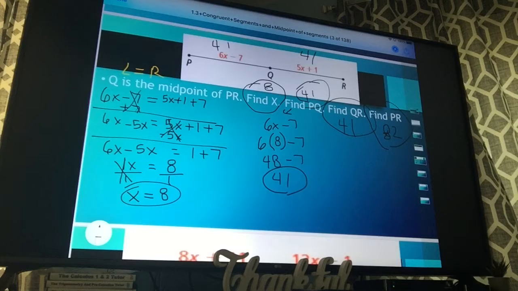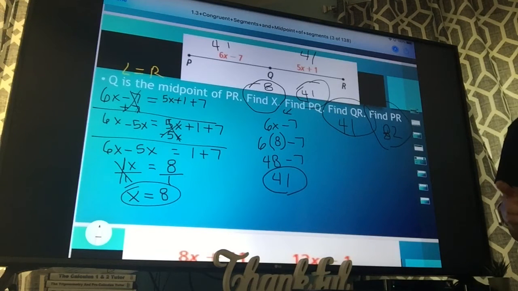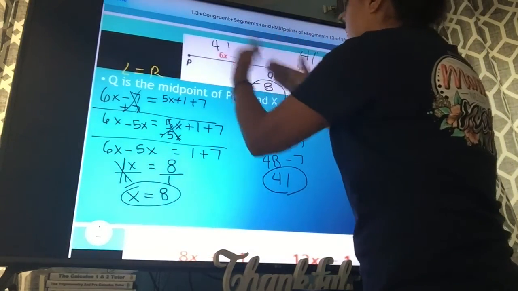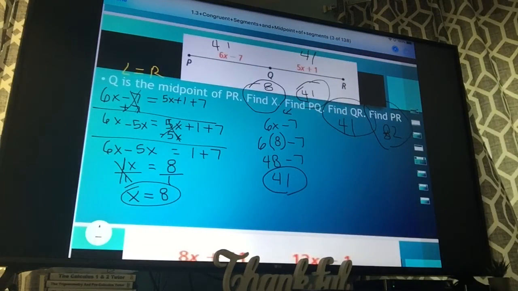On the flip side, if I gave you a problem that said PR is 82, what are PQ and QR? You could do that too. If it has a midpoint, then there's one halfway point, so you split 82 in half. 82 divided by 2 gives you 41 and 41.